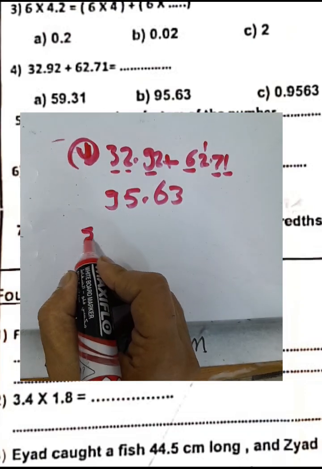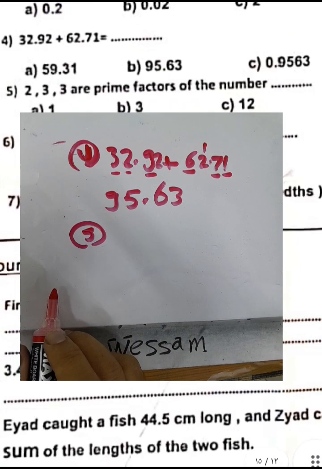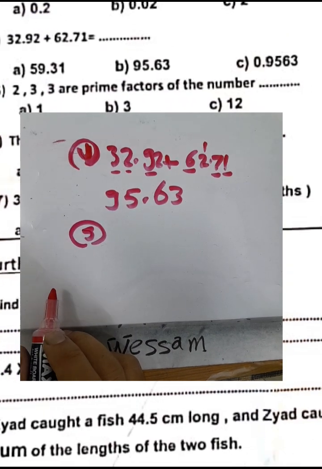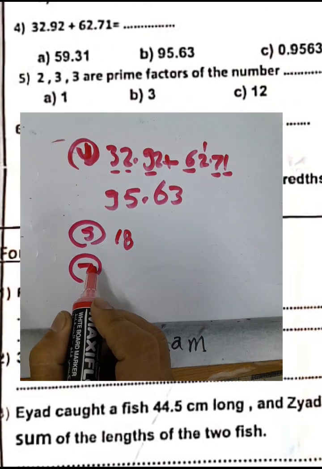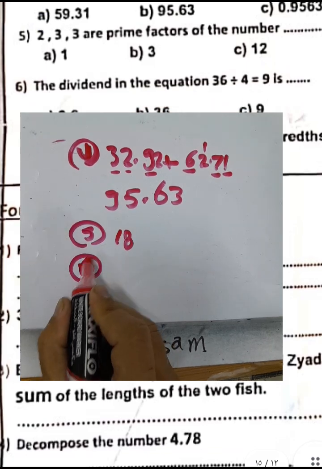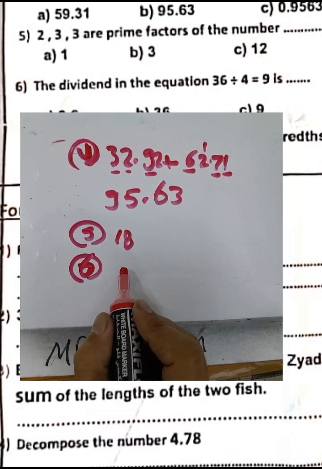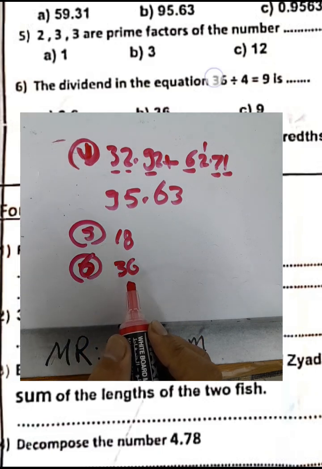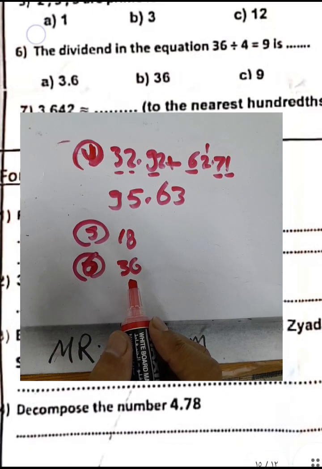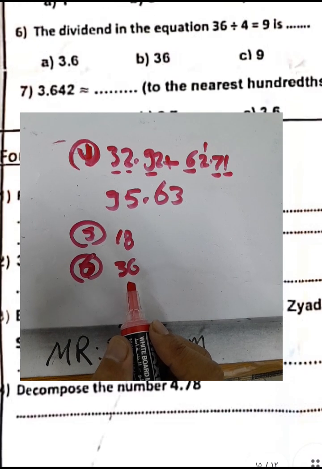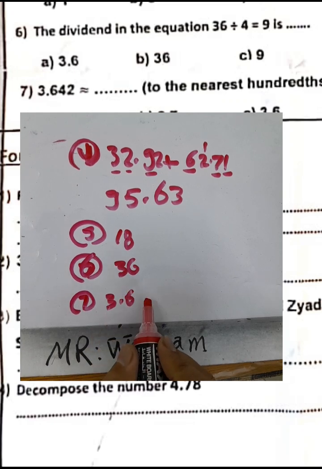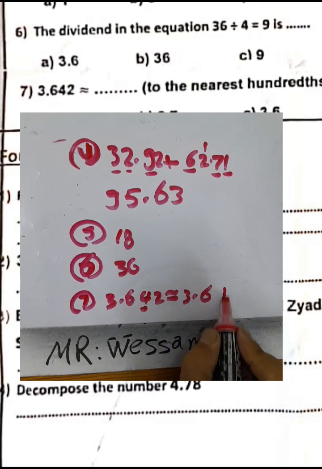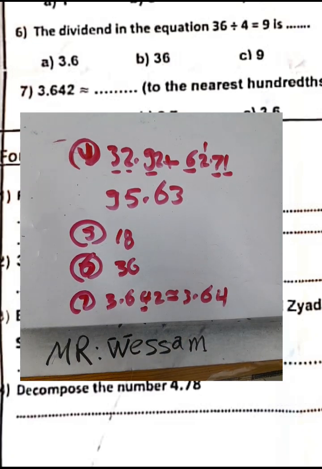Question 5. 2, 3, 3 are prime factors of the number: 2 times 3 equals 6, 6 times 3 equals 18. Question 6. The dividend in the equation will be 36. 36 we call the dividend, okay? And 4 the divisor, and 9 the quotient. Question number 7. Approximated to the nearest hundredth. 3.642, the hundredth here is 4, then the result will be 3.64. The 2 can't give 1 to this digit here. It was question number 7.